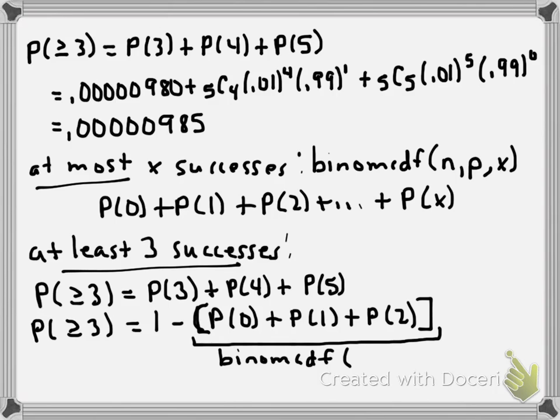And the number of trials is 5. The probability of success is 0.01, and we want to go up to 2. So there it is. We need to find 1 minus binom CDF 5, 0.01, 2, and when you work that out in your calculator, you should end up with 0.0000985. So it's a little bit shorter than using the formula, but we did get the same answer.